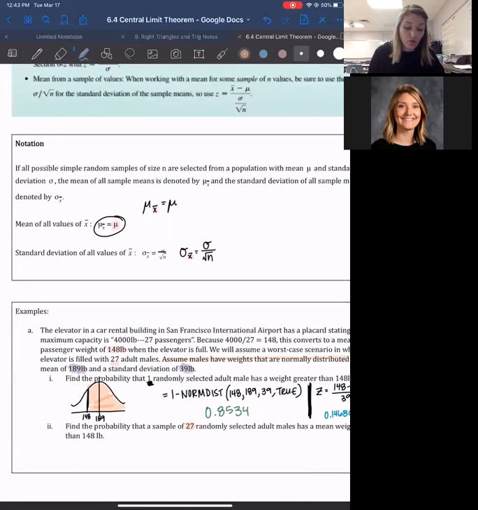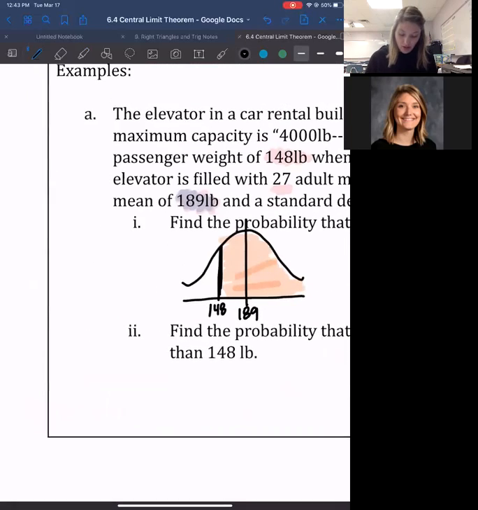Okay, and I think the easiest way to start a problem like this is to reference what our mean and standard deviation are going to be. So the mean of the sample in this case is still going to be what the mean was before, which was 189. The standard deviation of the sample is our original standard deviation divided by the square root of the sample size. I don't know why I wrote 27 there, should have written n. Okay, and then I'll fill in the information.